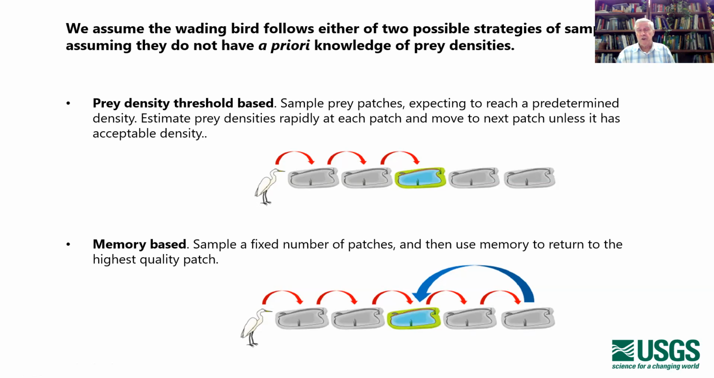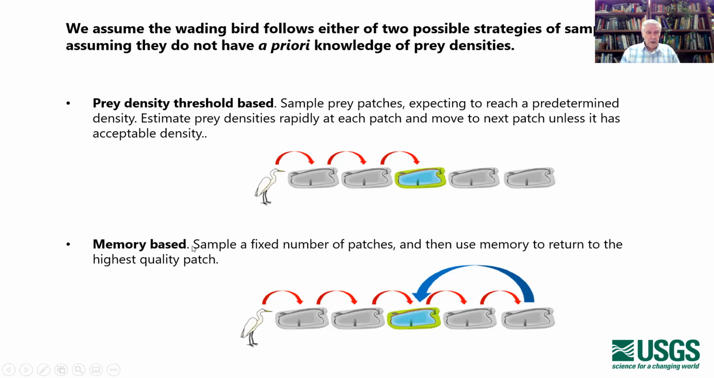They keep moving to patches until they find one with acceptable density. How do they actually estimate these densities? We don't talk about that. We're not sure how they do it. My guess is we're going to look into that later. They probably use some sort of innate Bayesian statistics, figuring out whether they've made a correct estimate of prey density. But we're not going to talk about that.